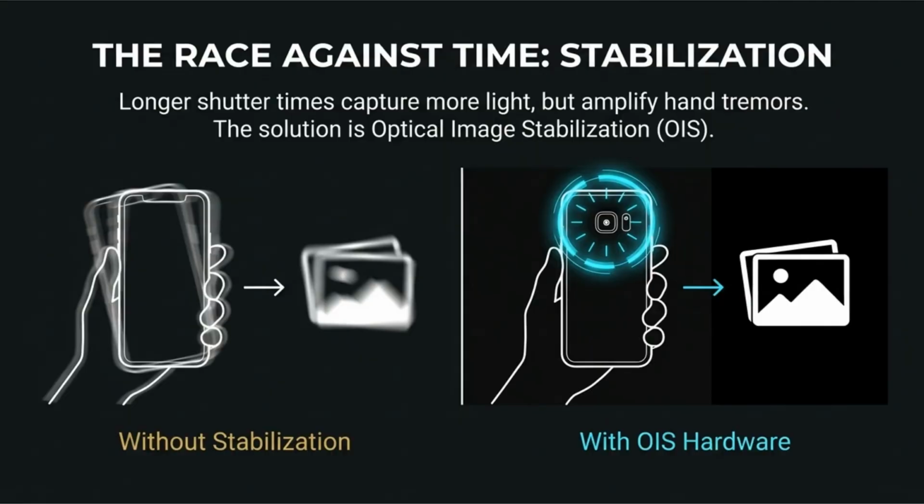In the race against time, stabilization is key. Longer shutter times capture more light, but amplify hand tremors, causing blur. Optical image stabilization, or OIS, is the hardware solution that physically moves the lens to counteract these movements.